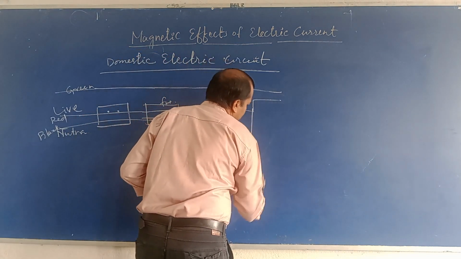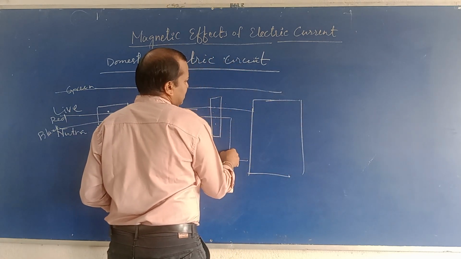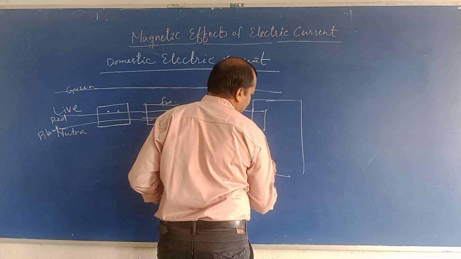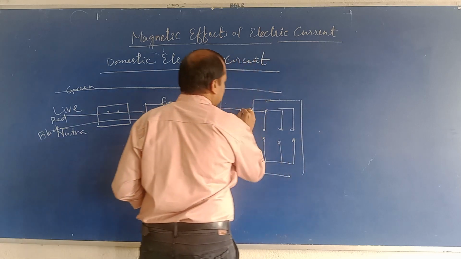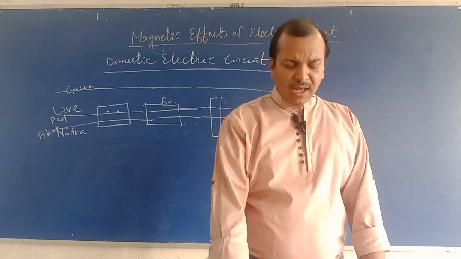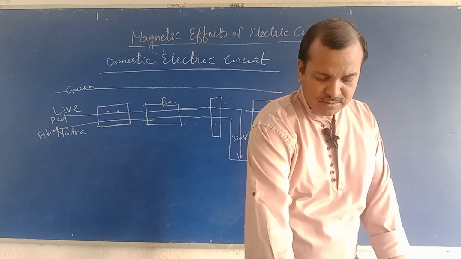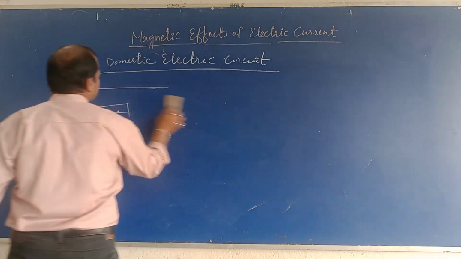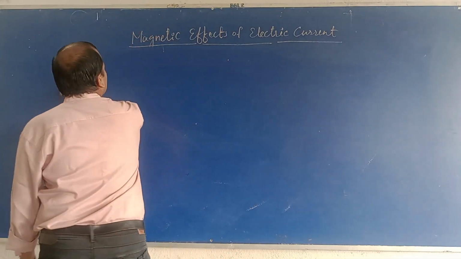It will go to the different appliances. It is positive, it is negative, to different appliances. And what is the potential difference here? 220 volt. If you do this much, then you will get marks. Now another thing left, that is fuse. Why is fuse used? This type of question will come in your exam. What is fuse and why is it used?